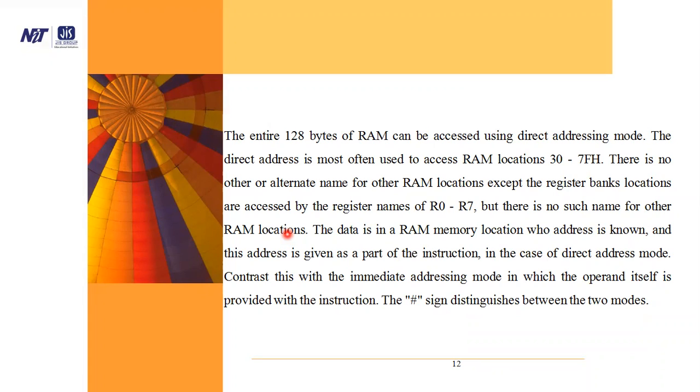This direct address is most often used to access RAM locations 30 to 7FH. There is no alternate name for the other RAM locations except the register bank's locations, which are accessed by the register names R0 to R7. The data is in a RAM memory location whose address is known, and this address is given as a part of the instruction in the case of direct address mode. Contrast this with the immediate addressing mode, in which the operand itself is provided with the instruction. The hash sign distinguishes between the two modes.